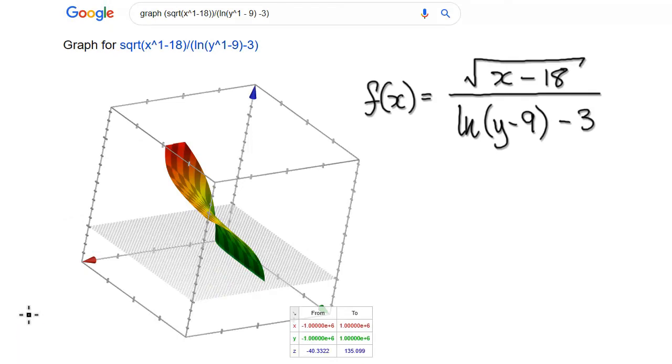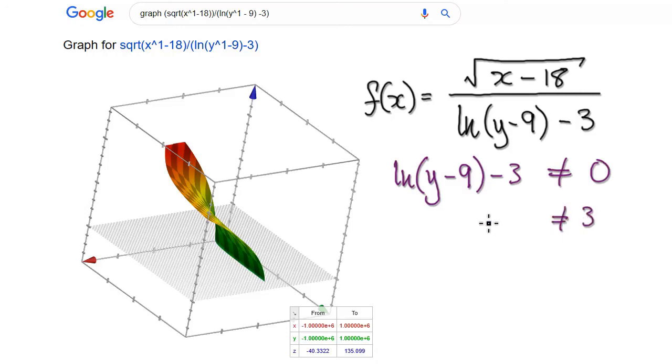Okay, so to do this, when would this thing break down? Well, this thing breaks down when the denominator is precisely equal to 0. So you need to make this demand. Make sure that this thing cannot be 0. What does this mean? Well, let's rearrange it to make y the subject. So add 3 to both sides.